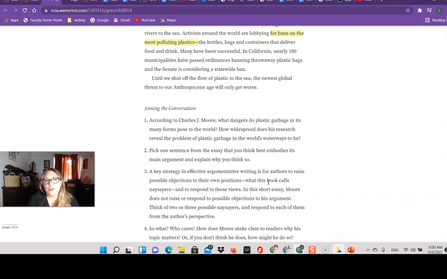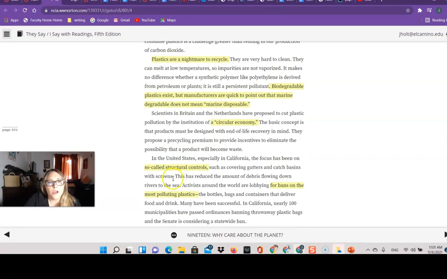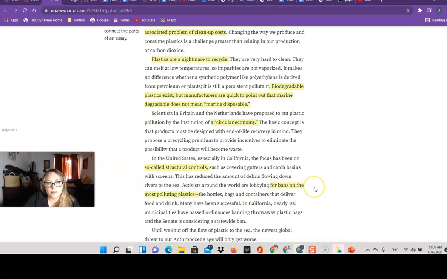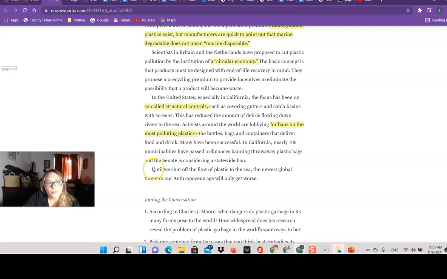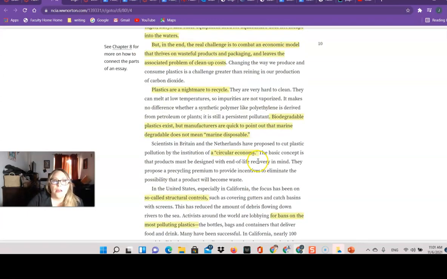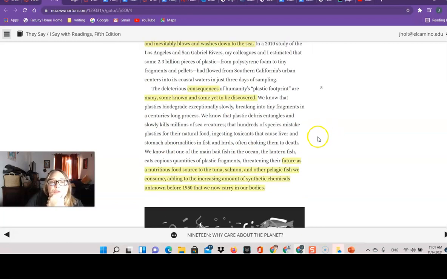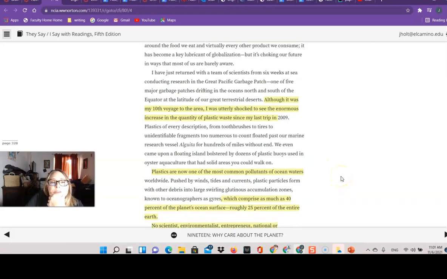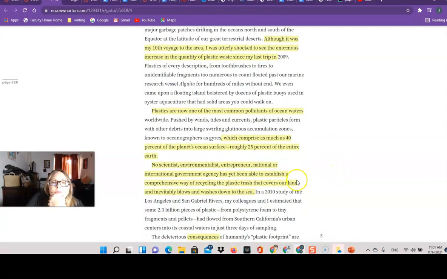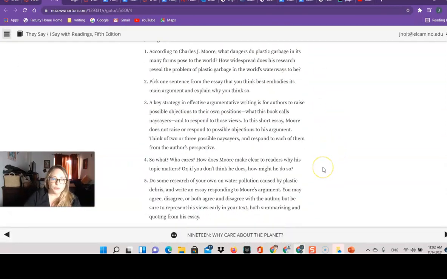It says, pick one sentence from the essay that you think embodies its main argument and explain why you think so. I think this is a really good activity because that's sort of what you're going to do. Let's see. If I was going to pick one sentence, I think maybe even the last sentence, I think you could make that work, that until we shut off the flow of plastic to the sea, the newest global threat to our Anthropocene age will only get worse. That's something. What are some of the other things that you might see? I mean, that sort of covers everything. You could go with something like plastics are now one of the most common pollutants of ocean waters worldwide, but I don't think that really talks about the depth and danger, right? I have not gone over these questions before, so I'm just doing this offhand right now.